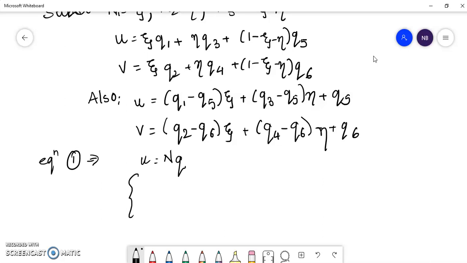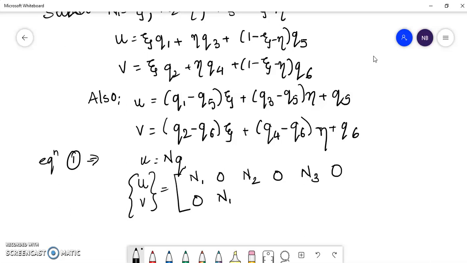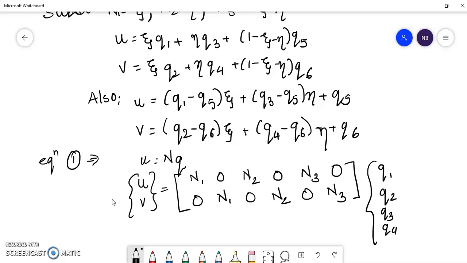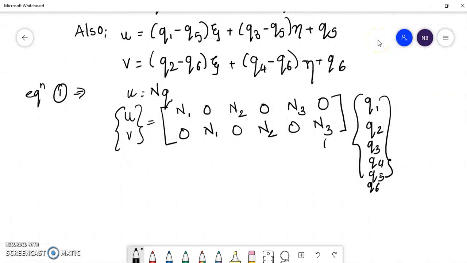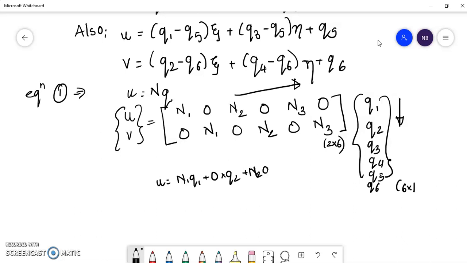And if we want to write it in the matrix form, we can write it as u v equals n1 0, n2 0, n3 0, and 0 n1, 0 n2, 0 n3, multiplied by q1, q2, q3, q4, q5, and q6. So this is a 2 by 6 matrix, and this is a column vector of 6 by 1. Now, when we multiply this row by this column, we will get equation 1, that is n1 into q1 plus 0 into q2 plus n2 into q3 plus 0 into q4 plus n3 into q5 plus 0 into q6.